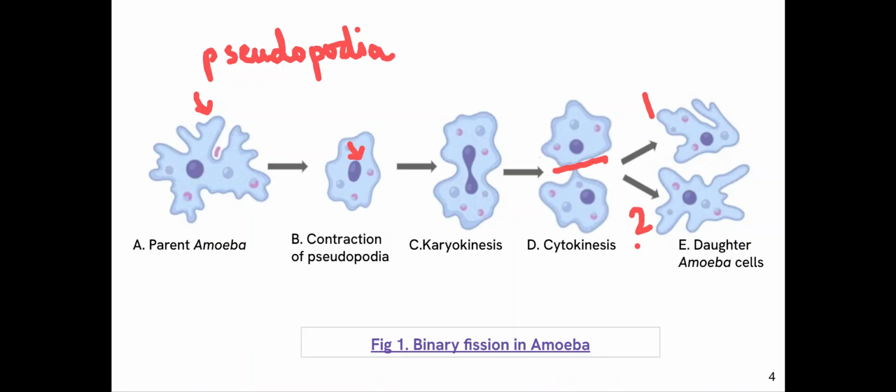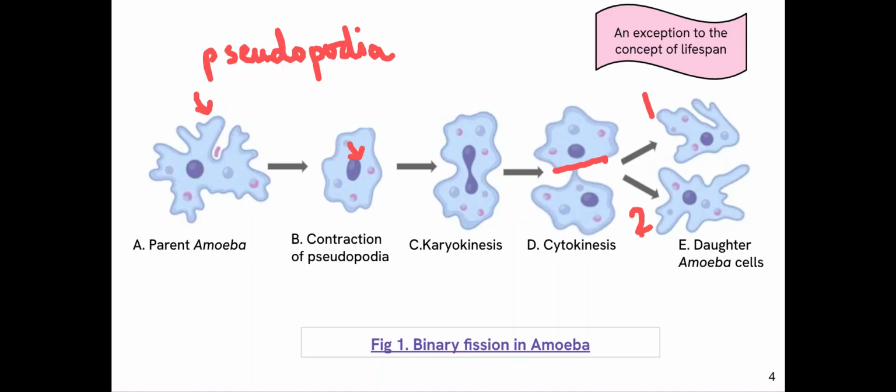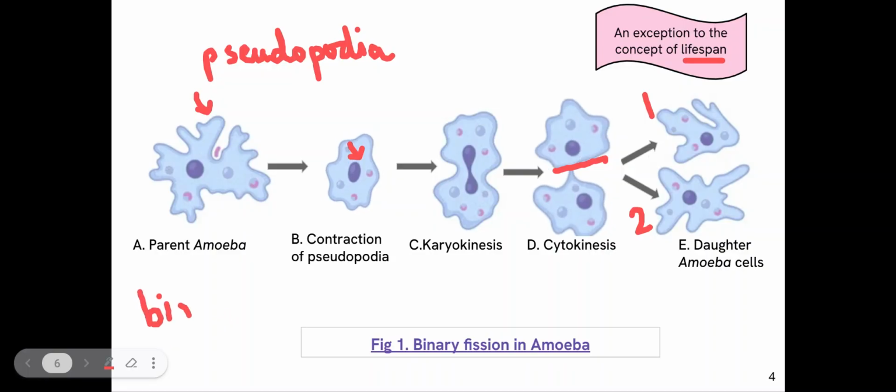Point to be noted over here is that binary fission in amoeba or binary fission in bacteria are an exception to the concept of lifespan. In the previous class, we studied what lifespan is. Lifespan is defined as the time period from birth to the natural death of an organism.